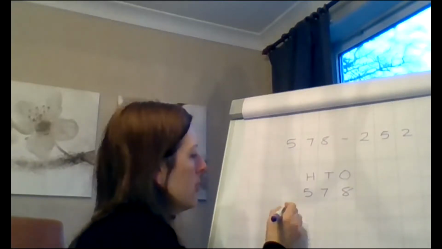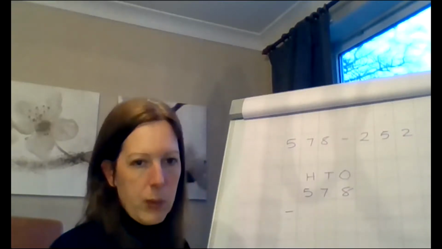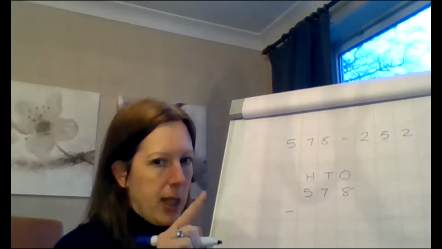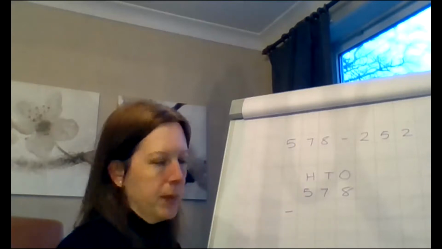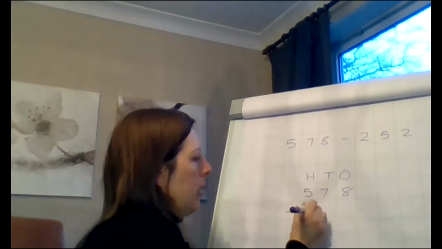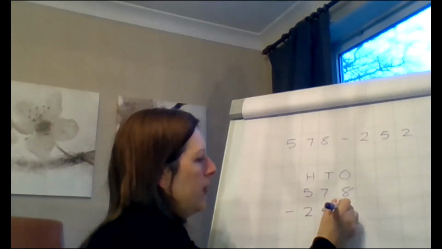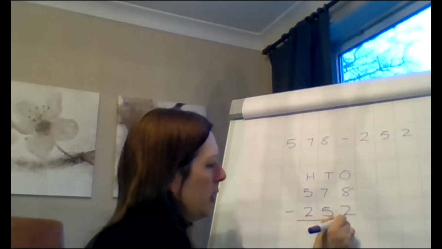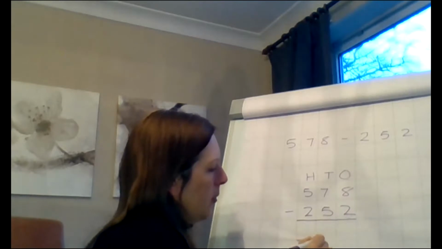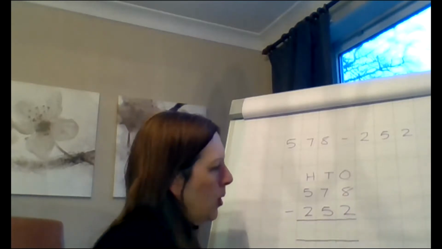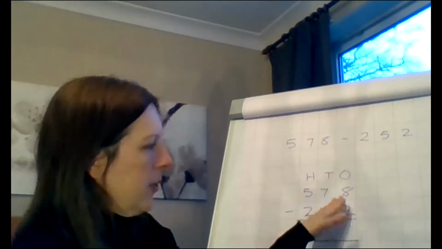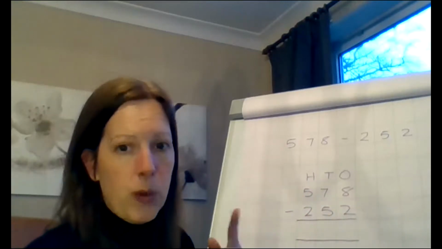So 578. Take away, remind myself I'm taking away today. We're not adding today, Year 3, we are taking away. So look, there's my reminder. And we're going to take away 252 from there. So draw my equal sign. Now, if you hadn't worked out why this was going to be an easier sum, you might now that you've seen it set out like this. But let's work through it and see.